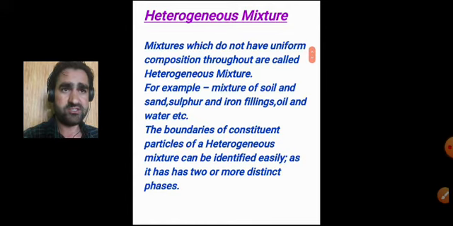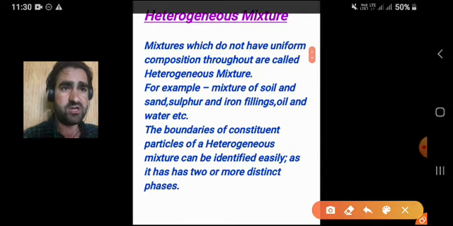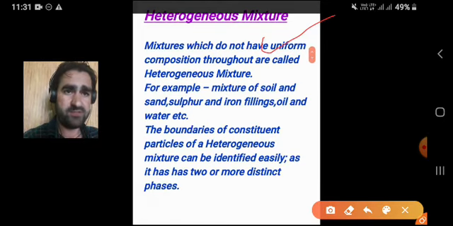What are heterogeneous mixtures? Mixtures which do not have uniform composition. So this is very important. There is no uniform composition throughout the solution. These are heterogeneous mixtures. For example, mixture of soil and sand, sulfur and iron filings, oil and water. We can have a number of examples in our daily lives that can be attributed to heterogeneous mixtures.